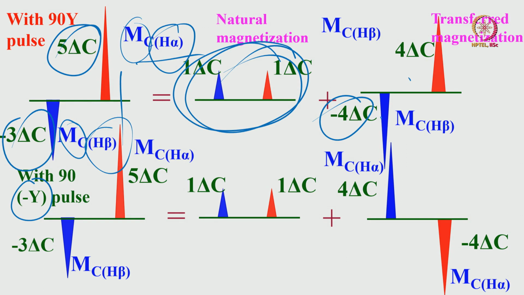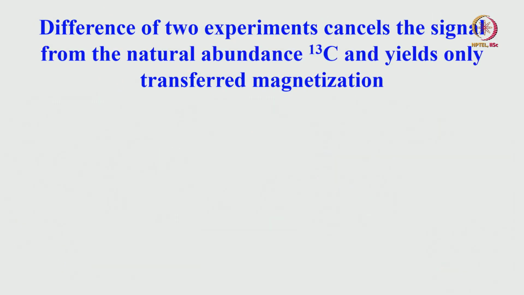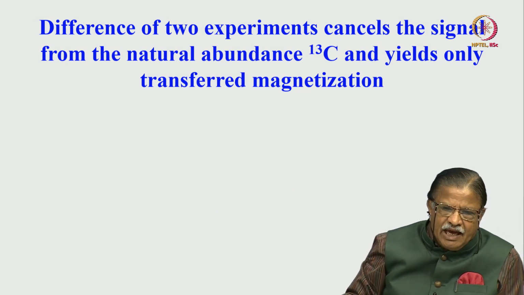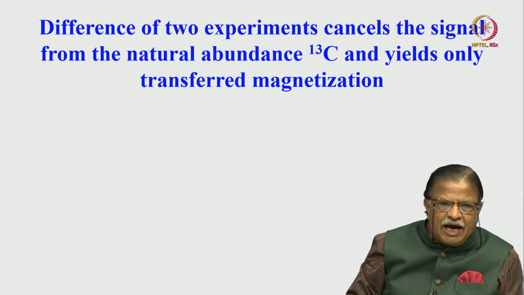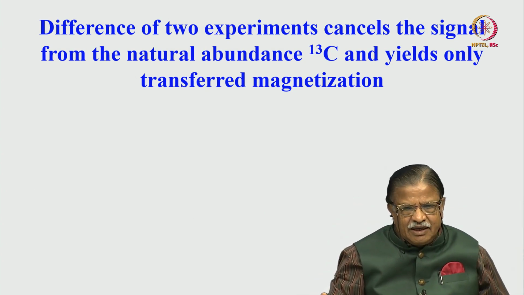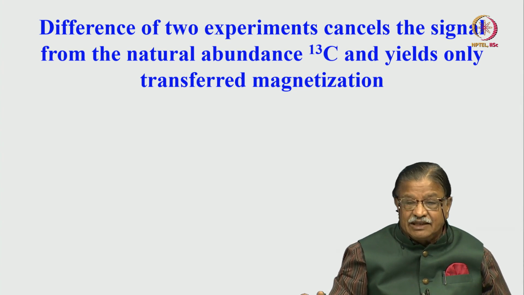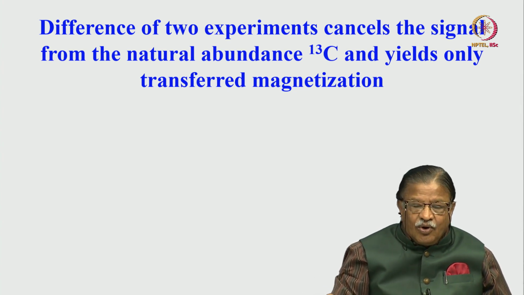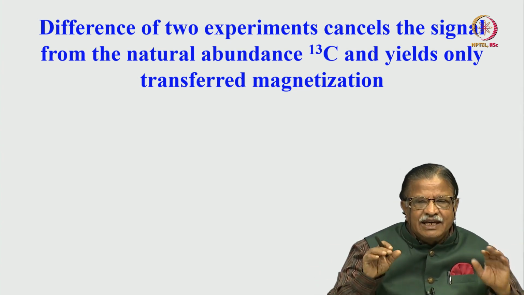Once this is negative, this is positive. Second time this is positive and this is negative. Now we already got the idea. What we can do? We take the difference of the two experiments. When you take the difference of the two experiments, what is going to happen? The signal coming from the natural abundance carbon 13 gets cancelled out because they are of constant phase. Only the transferred magnetization is retained.